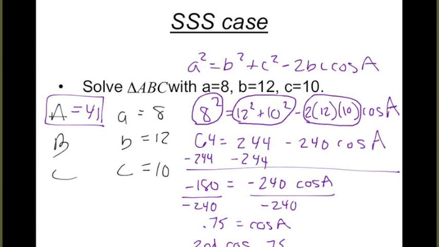Questions on that, because that is a new process to the problem. From here, we know both parts of one letter, so we can go back to our law of sines. So sine of 41 over 8, since those match. And do I want to do B or C first? C first. Multiply both sides by 10 to cancel out that denominator.